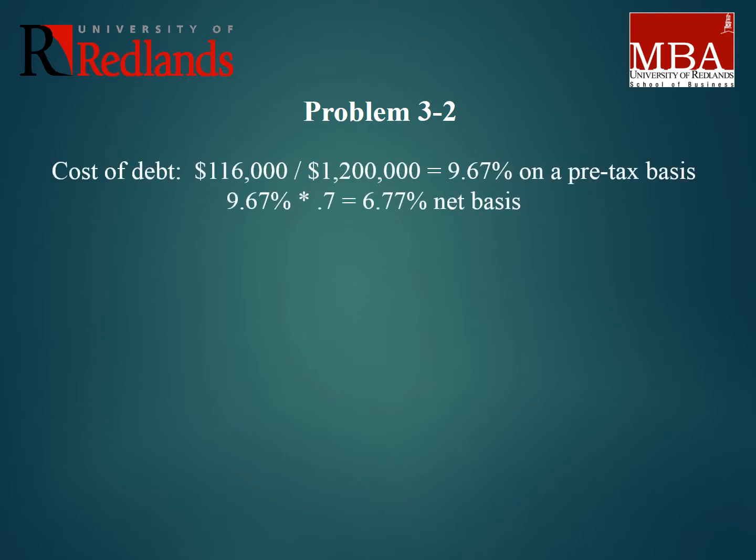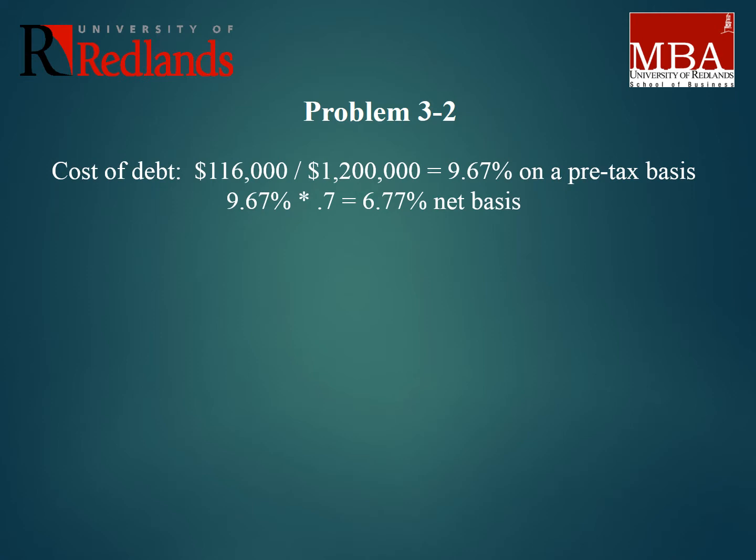The cost of debt is nothing more than the annual interest divided by the total liabilities. The annual interest is calculated at $116,000. How? We took the $200,000 of notes payable times the 8%, and that gives us $16,000. Then we take the $1 million of bonds payable and multiply that by 10%, and that gives us $100,000. So it's a total of $116,000.